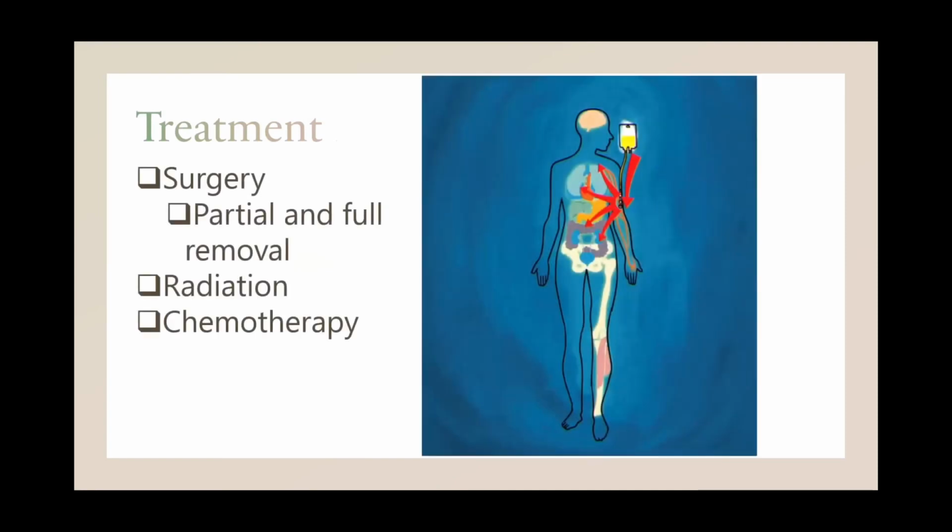There are many treatment options, but the most used treatments are surgery, radiation, chemotherapy, and targeted therapy. Surgery can include the removal of the tumor and the affected area or of the whole pancreas.